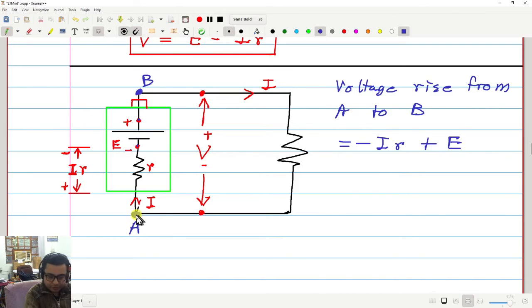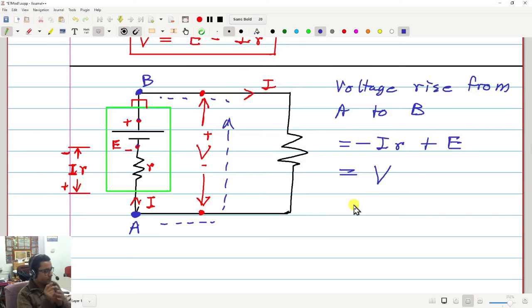But if I go in this path, from here to here, then I have a voltage rise of V. So follow this path. That voltage rise is V. So they are equal. So V is equal to minus IR plus E.